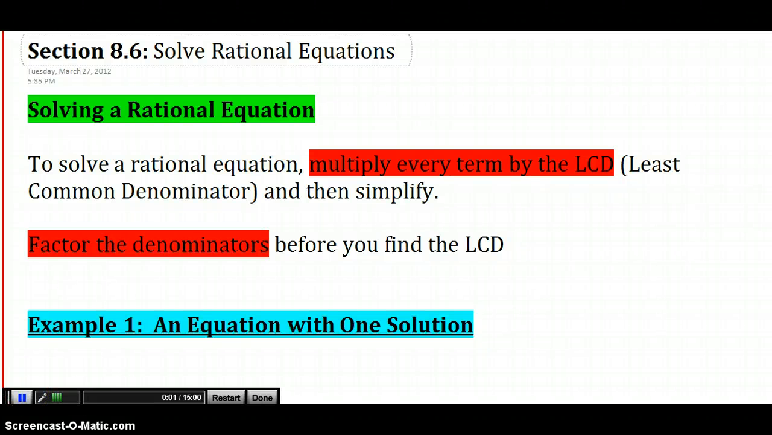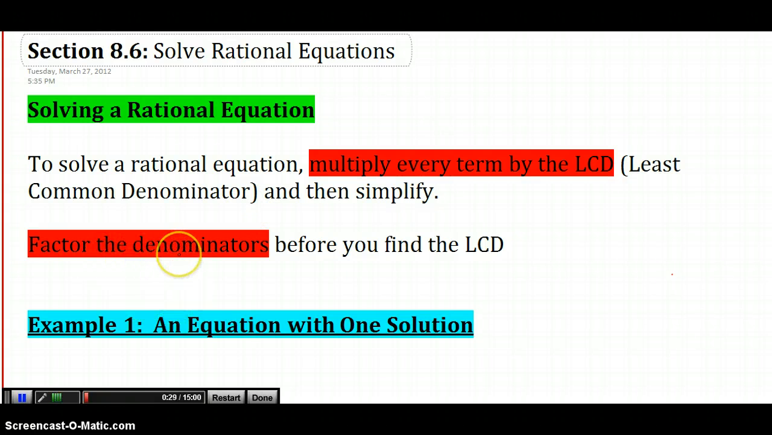This last section that you're going to learn about in this chapter is about solving these rational equations. So you've been multiplying, dividing, and adding and subtracting the expressions, but now you're going to be dealing with equations and you're going to solve them. So what you're going to do to solve these is you're going to multiply every term by the least common denominator, and then you're going to simplify.